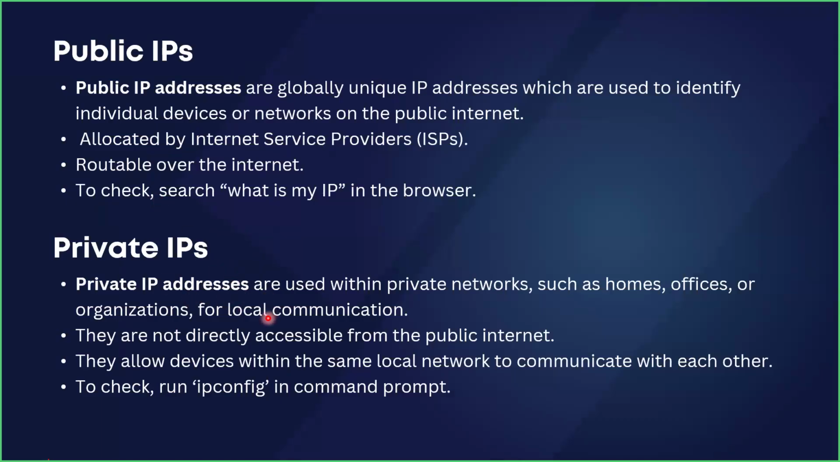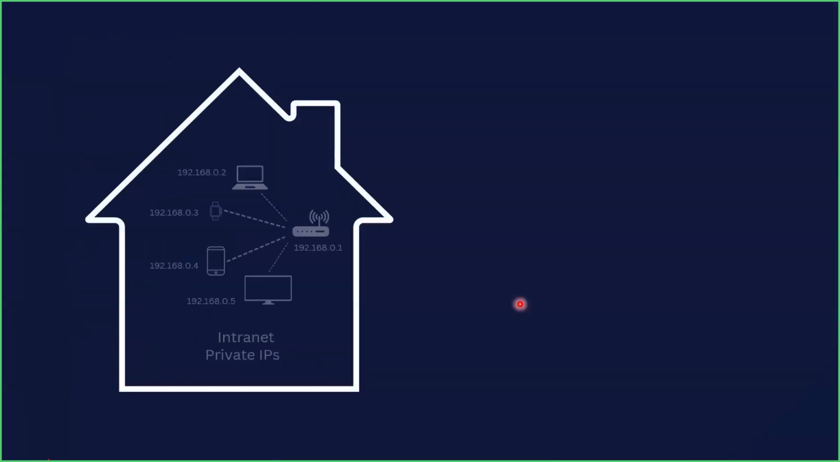So by definition, private IPs are the IP addresses which are used within private networks or your local networks, such as home networks, office networks, organization networks, etc. These private IPs are only used for local communication. So when your phone wants to communicate with the router or your smartwatch wants to communicate with your smartphone, each of these connections happens on the private IPs.